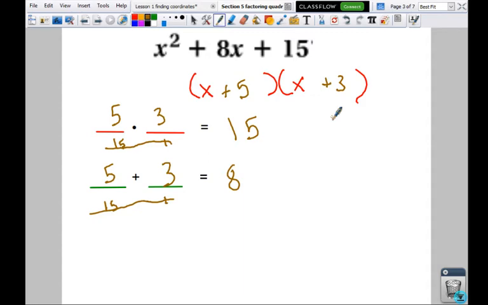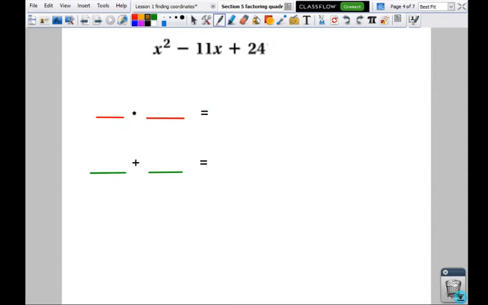And then we're just going to keep practicing these. They do get a little tougher because we're going to get some negatives in here now. So, in the middle factoring again, I'm going to have my two parentheses. I'm going to start with x's.